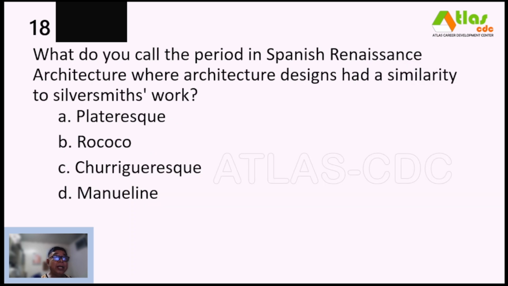Number 18. What do you call the period in Spanish Renaissance architecture where architecture designs had a similarity to silversmith's work? A. Plateresque, B. Rococo, C. Churrigueresque, and D. Manueline.